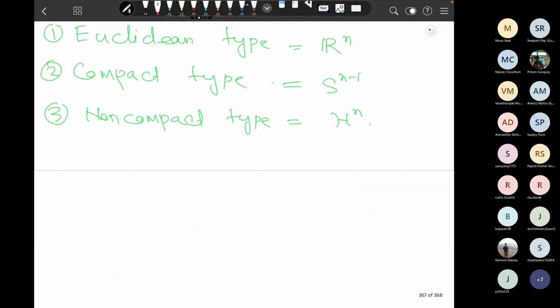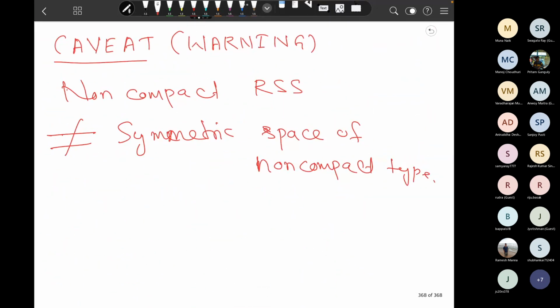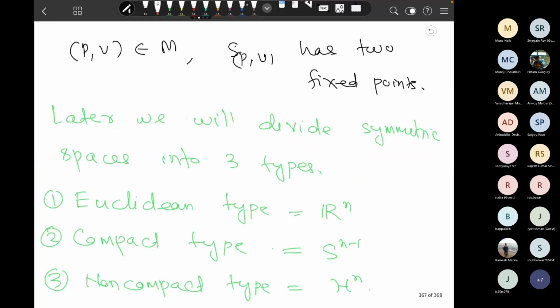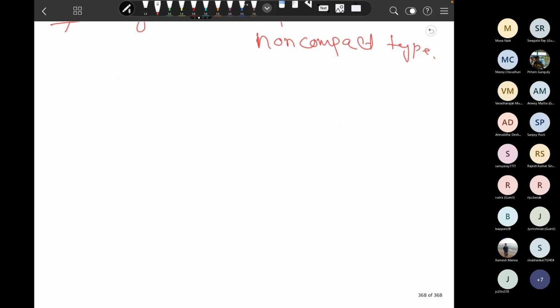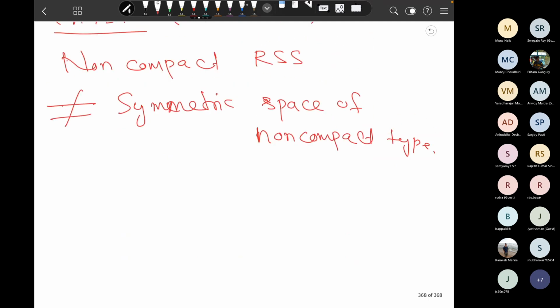So you can ask this question: does it happen in this case? In Rn, the Euclidean type, if you take the geodesic inversion, it will have only one fixed point. So you can ask whether the geodesic inversion in a symmetric space of non-compact type has more than one fixed point. Okay, so let us really ask this question.